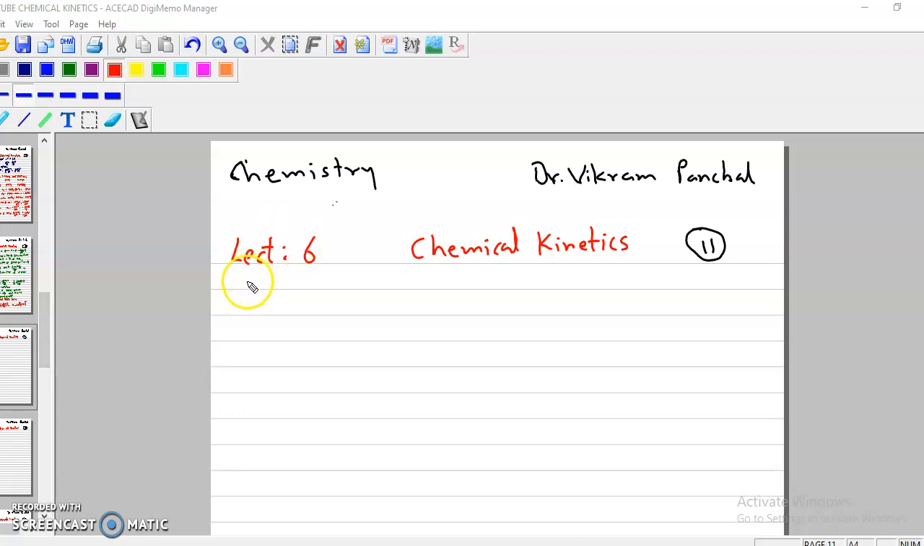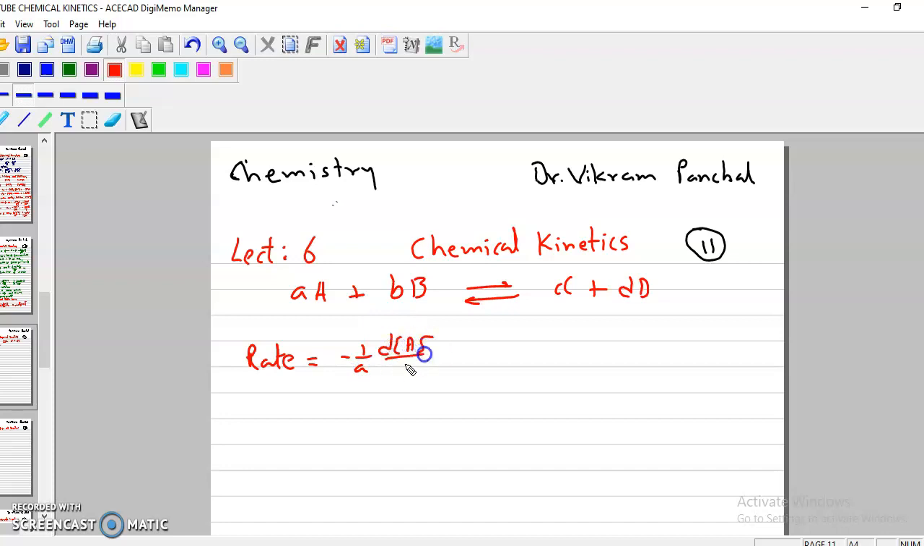In the previous lecture, I was discussing the differential rate law for any particular reaction. Suppose we write this reaction aA plus bB gives cC plus dD. For this, the differential rate law will be rate is equal to minus 1 upon a dA by dt, or minus 1 upon small b dB by dt, is equal to K A raised to X and B raised to Y.